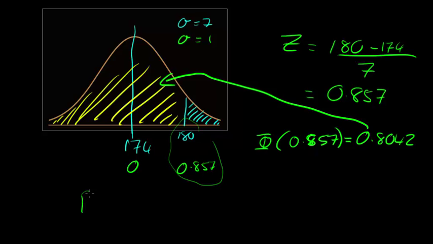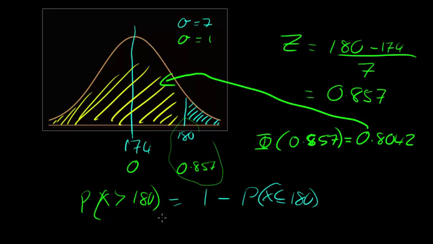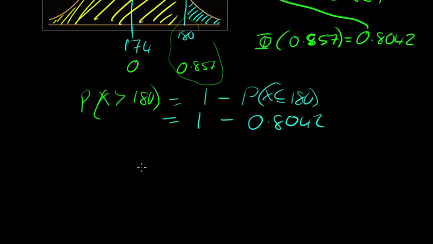So the probability that x is greater than 180, and I'll turn back to blue actually, is equal to 1 minus the probability that x is less than or equal to 180, which is 1 minus 0.8042, comes out to be 0.1958.